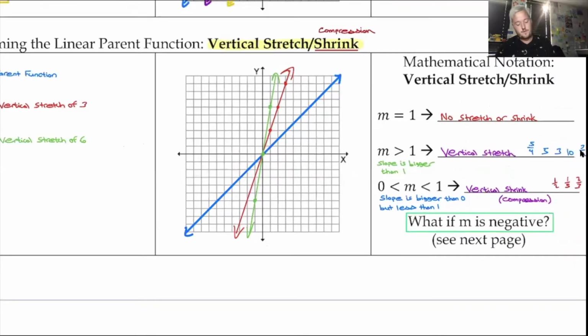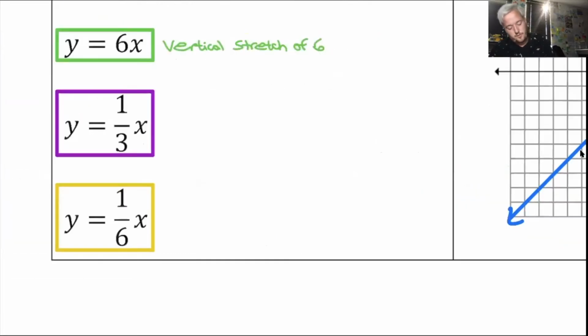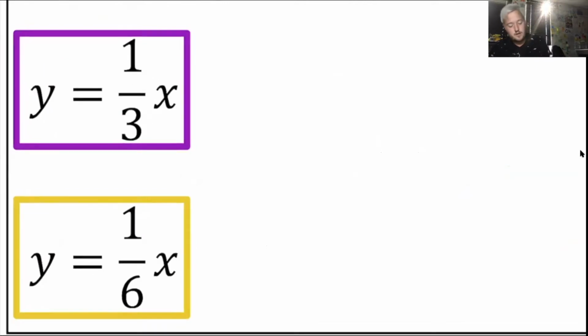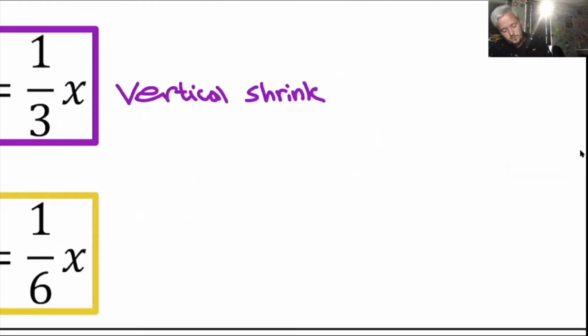All right, so now over here in purple, now we have 1/3. In this case, our slope is going to be 1/3, which means it's less than 1. So this is a vertical shrink, a vertical shrink of 1/3. You have an option here: you could say a vertical compression, or you could say a vertical shrink. It really doesn't matter. It's the same thing. I will say a shrink is fewer letters, so if you're lazy like me, you will go with the one that has fewer letters.